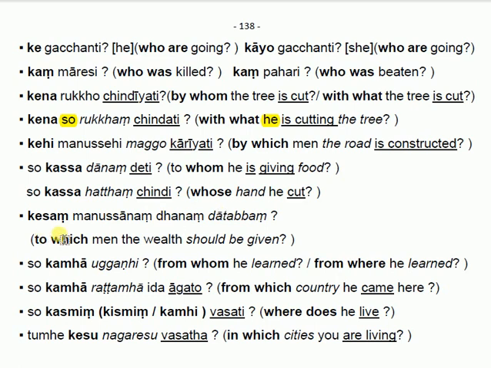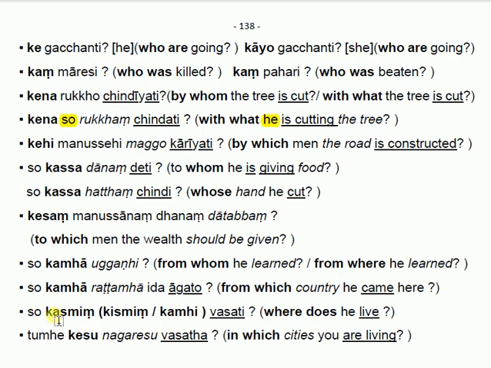Then again here kesang manussanang danang databbang. Here dative case plural, kesang manussanang, to which men. Kesang, to which, manussanang men. Danang means the wealth, databbang means should be given. To which men the wealth should be given.